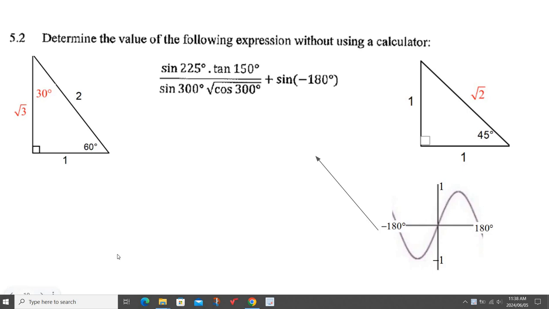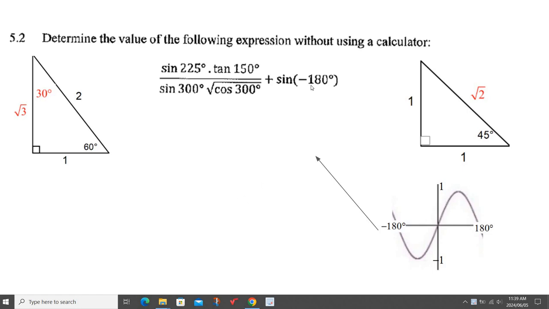Let's try the numerical reduction problem. It says determine the value of the following expression without using a calculator. Whenever they say those words, without using a calculator, especially when they have things like 150 degrees, when you reduce it, it's 30 degrees, you have to write down these special triangles. And 225 is 45 past 180. The reference angle is 45. You have to write down these special triangles or you'll lose tons of marks.